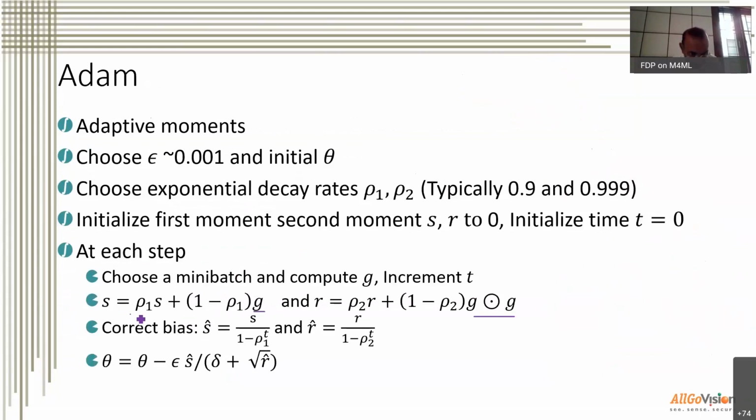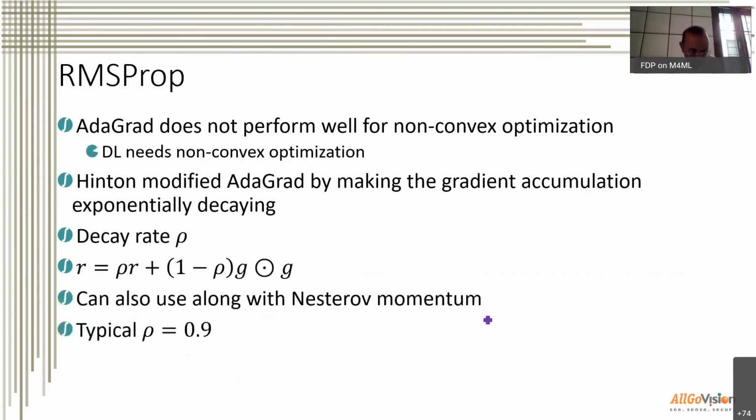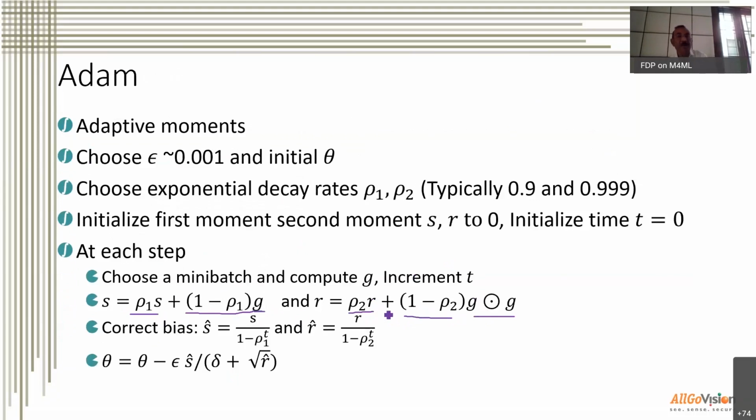S is rho 1 S plus 1 minus rho 1 G. This is kind of a velocity term, you can say. And the second one, which is used for the step size, is R equals rho 2 R plus 1 minus rho 2 times G, the pointwise square. That is from RMSprop. Initially we set S and R to 0.